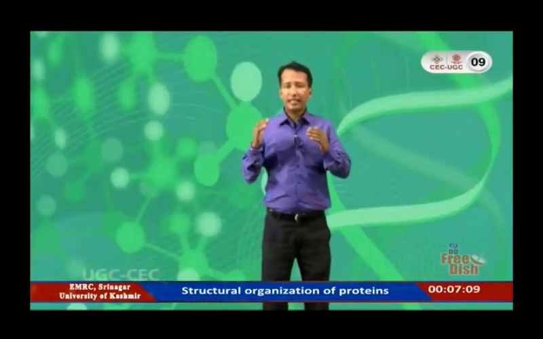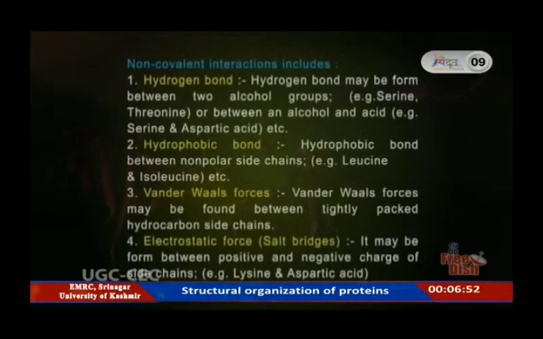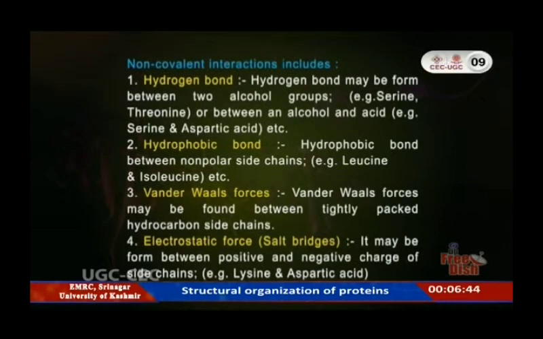The interaction is just an application of the solubility rule, like dissolves like. The stability of the tertiary structure of a protein is maintained by many non-covalent interactions in their side chains, in addition to covalent peptide and disulfide bonds. Non-covalent interactions include hydrogen bonds. A hydrogen bond may be formed between 2 alcohol groups, for example, serine and threonine, or between an alcohol and an acid, for example, serine and aspartic acid, etc.